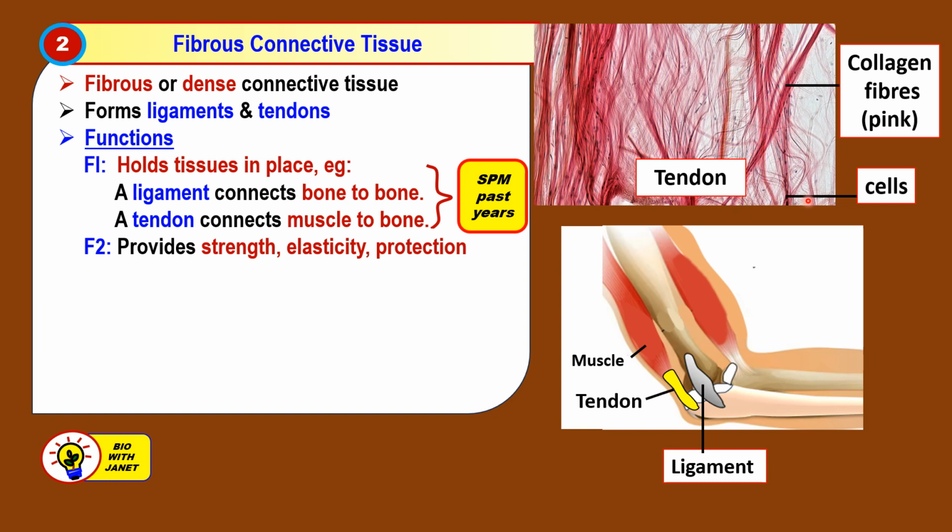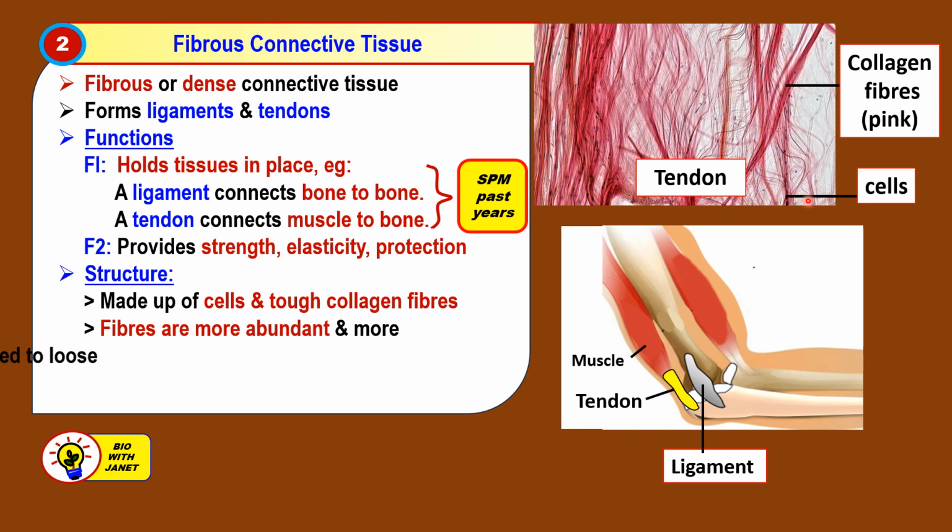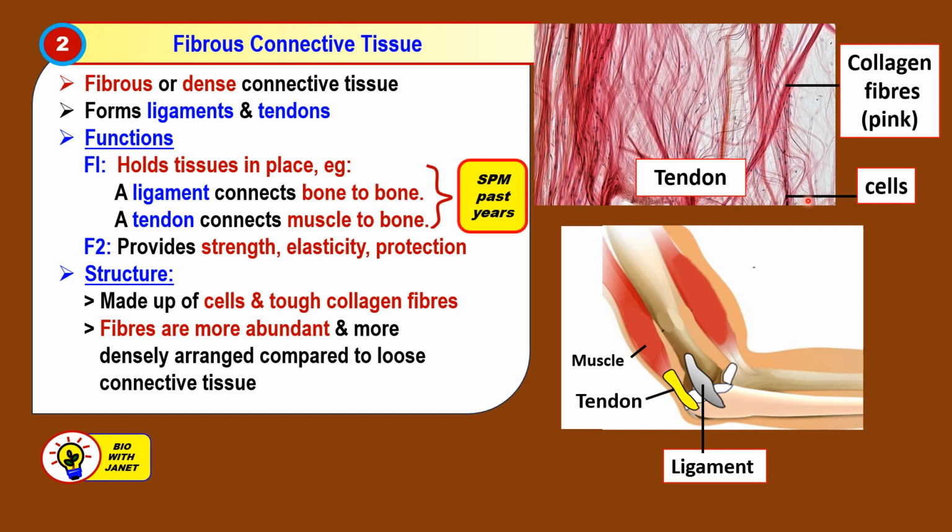Second function, fibrous connective tissue provides strength, elasticity, and protection. Now, structure. It is made up of cells and tough collagen fibers. Fibers are more abundant and more densely arranged compared to loose connective tissue. That's why it's called dense or fibrous connective tissue. Okay, as you can see in this picture here. So this is a photomicrograph of the tendon. You can see the collagen fibers here in pink, and you can see the little black dots here. These are the cells, okay, in the tissue.